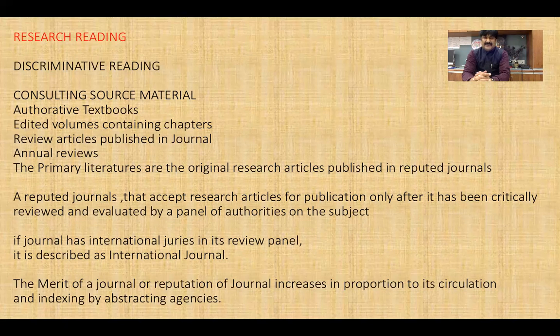If a journal has international juries in its review panel, it is described as an international journal. The merit or reputation of a journal increases in proportion to its circulation and indexing by abstracting agencies. So these are some of the content or material gathered: review literature articles, research papers, or maybe some basic parts in a textbook. So these are all the content.